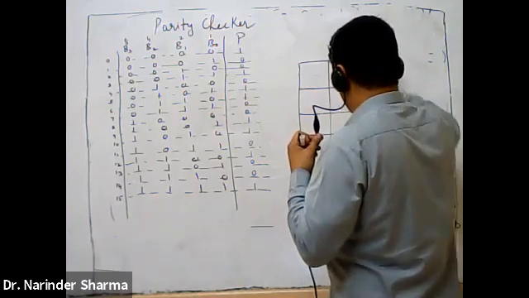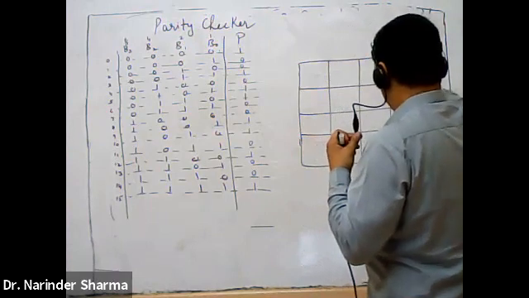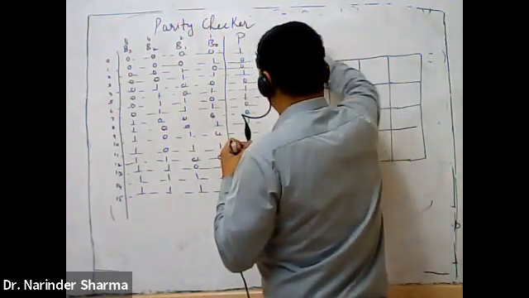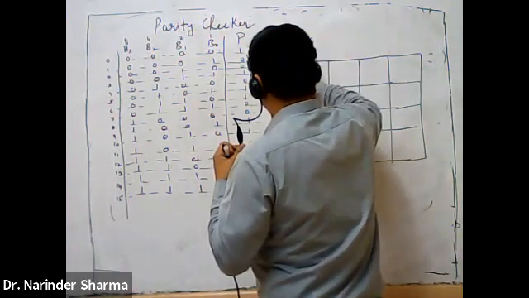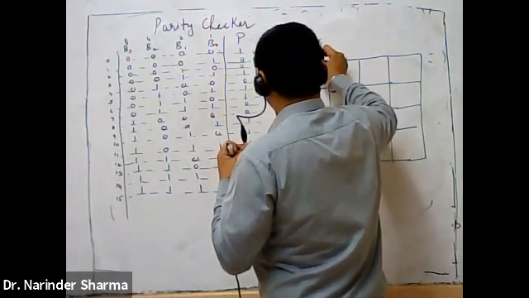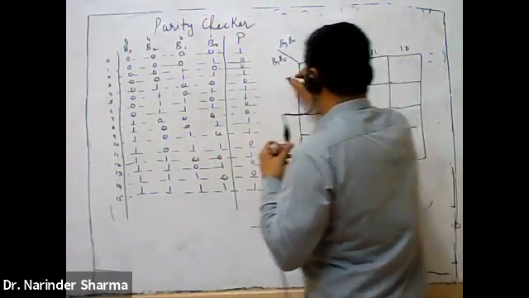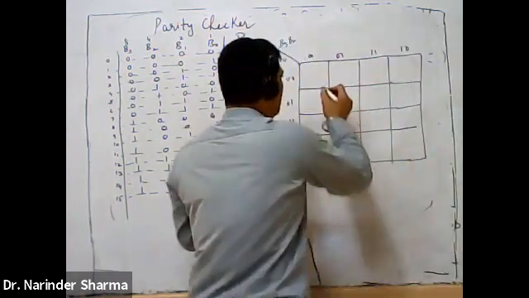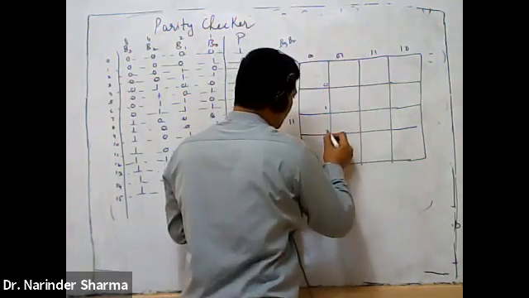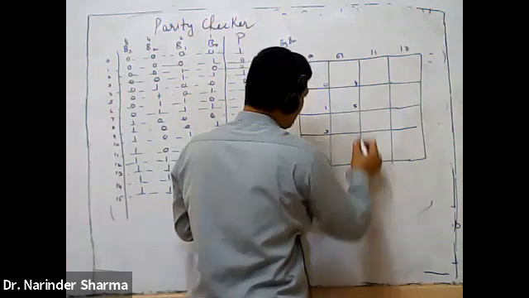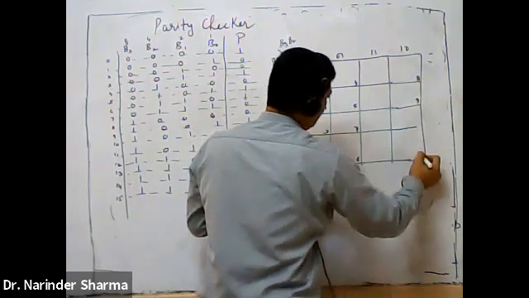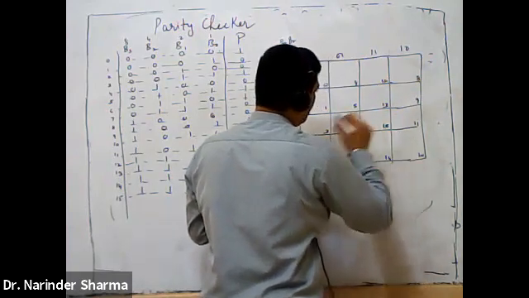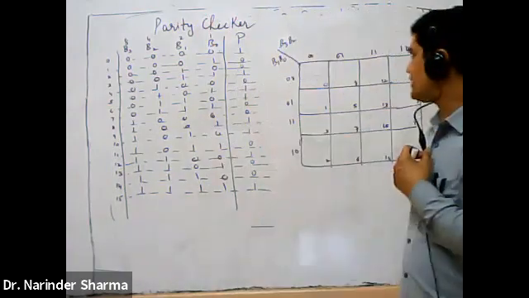In the similar way we have discussed, this is B3, B2, B1, B0: 0, 0, 0, 1, 1, 1, 1, 0, 0, 0, 0, 1, 1, 1, 1, 0. Number it as 0, 1, 2, 3, 4, 5, 6, 7, 8, 9, 10, 11, 12, 13, 14, 15. You have to fill up these numbers.